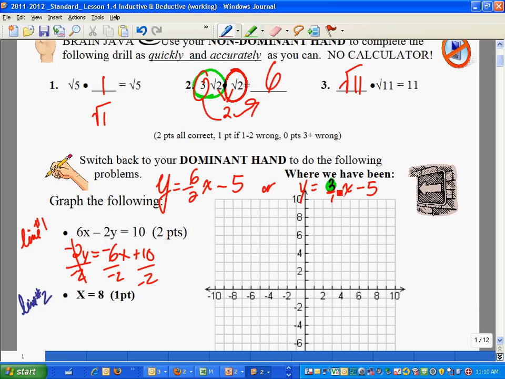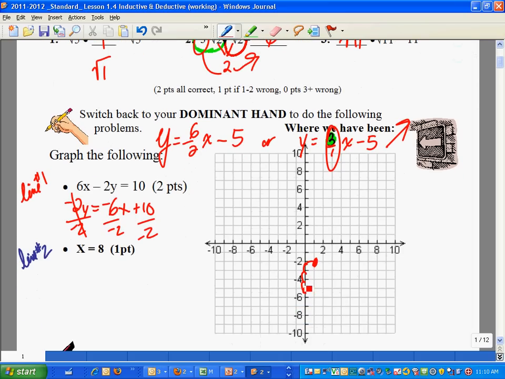So we start at negative 5, like so. And we know a positive slope goes up, left to right, 1, 2, 3 over 1. Or you could even go down, 1, 2, 3, and over 1 this way. Or you can go up 6, 1, 2, 3, 4, 5, 6, and over 2. Doesn't matter. Either way, your line is here. That's worth 2 points, all or nothing.